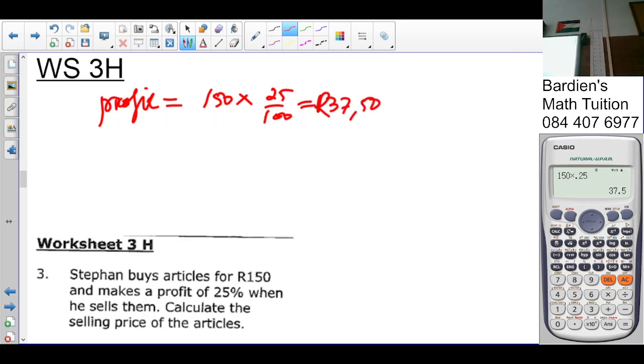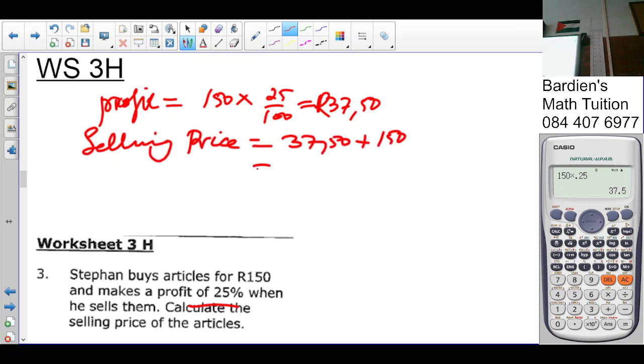The question is calculate the selling price. So the selling price is going to give you 37.50 plus the cost. Add plus 150 gives me 187.50. Any confusion there? No.